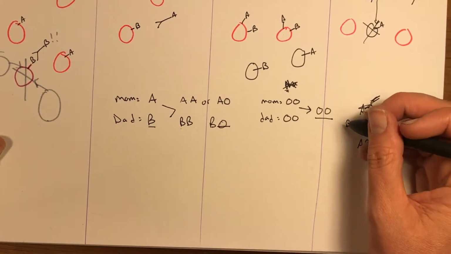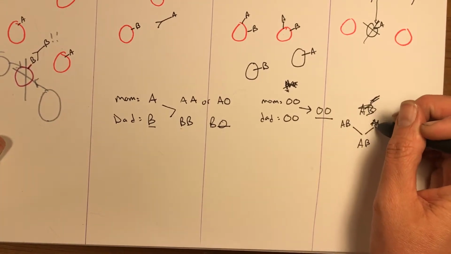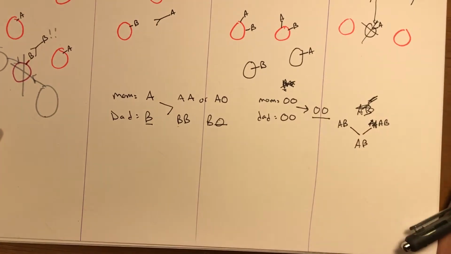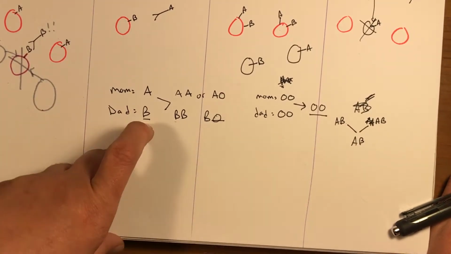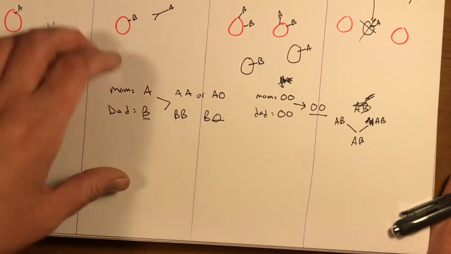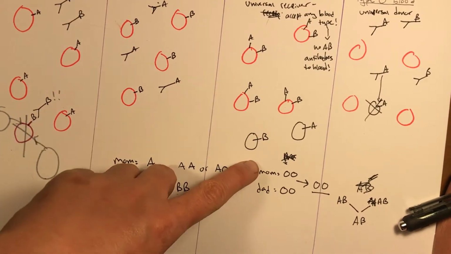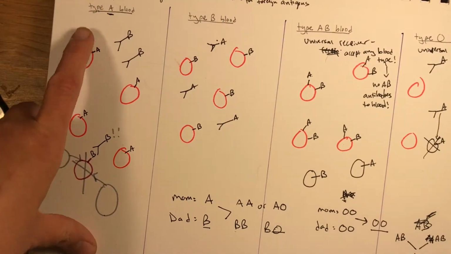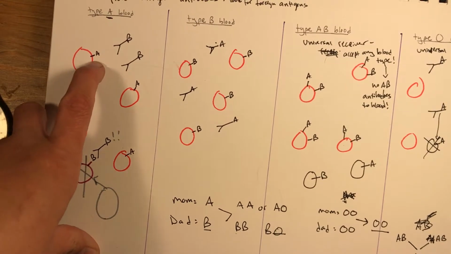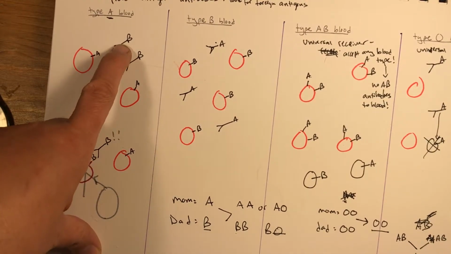Or it could be that they were both AB also. AB. Okay, so really, the important part of this is knowing what the antigen-antibody situation is. So if you are type A blood, that means your blood cells are marked with the type A protein, and you're going to attack the B proteins.